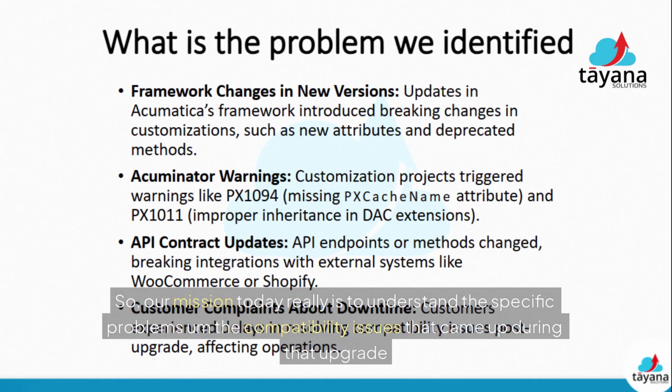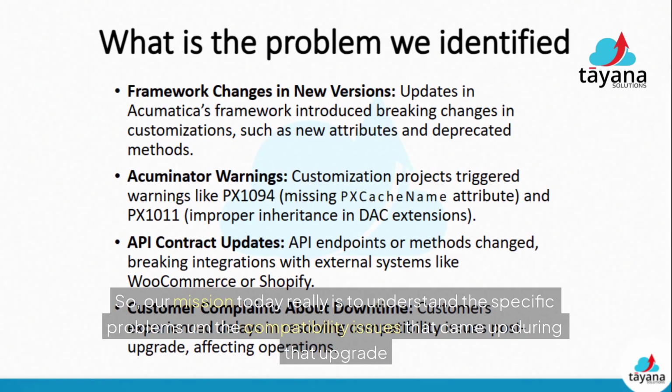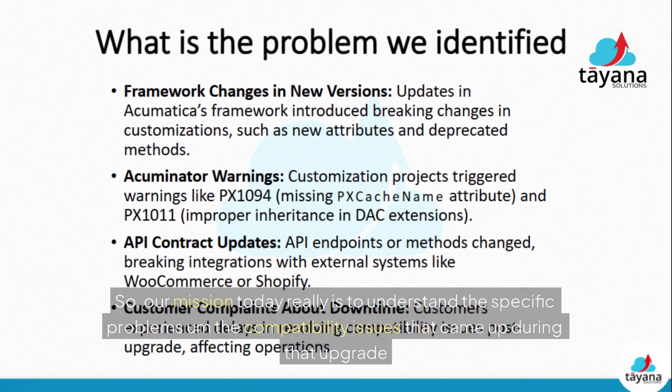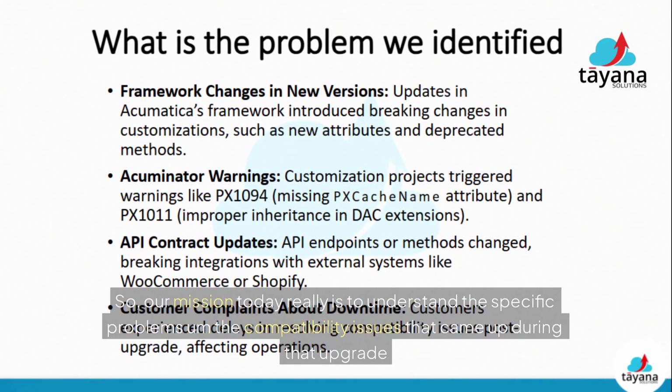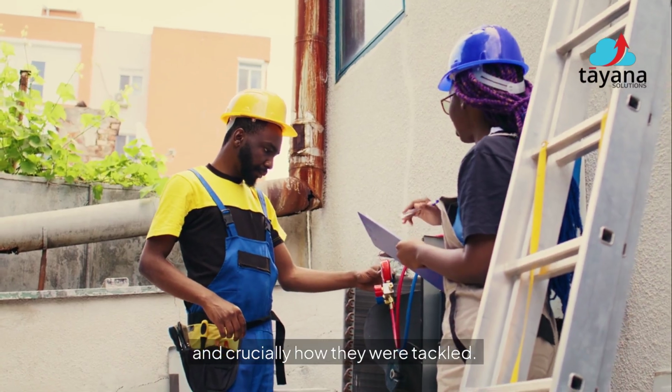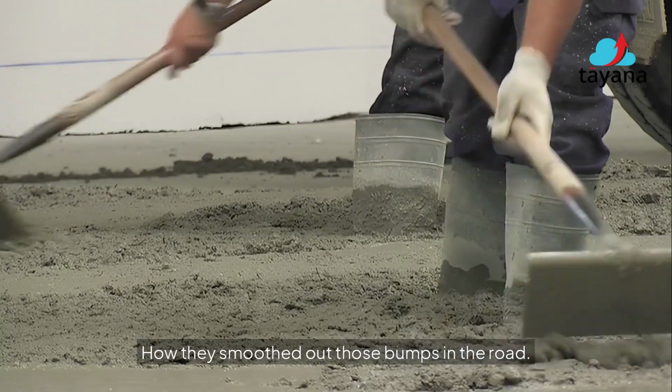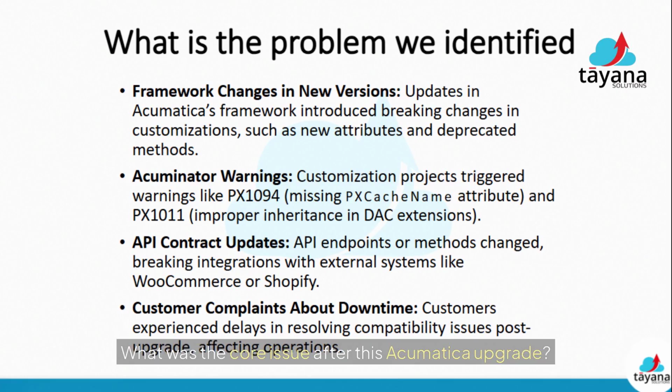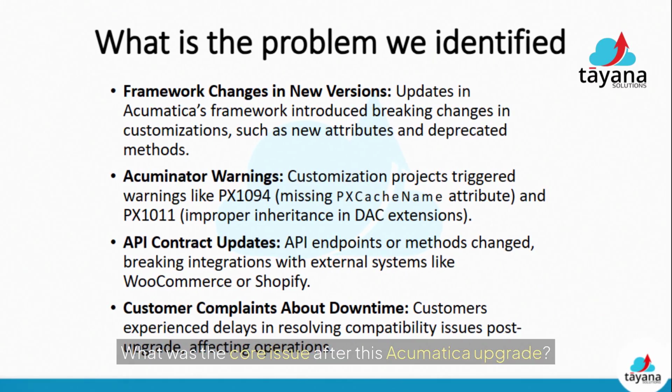So our mission today really is to understand the specific problems, the compatibility issues that came up during that upgrade. And crucially, how they were tackled. Right. Exactly, how they smoothed out those bumps in the road. Okay, so let's get right into it. What was the core issue after this Acumatica upgrade?